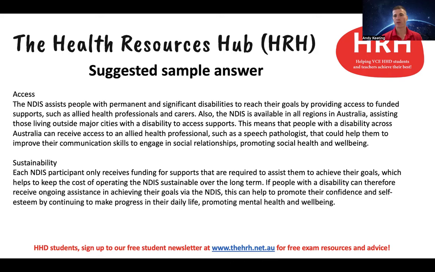Once again, there's a few different ways you could respond to this particular question, but here's a couple of suggested sample answers, and you'll see these are broken into access and sustainability. First of all, an example of the NDIS link to access. It assists people with permanent significant disabilities to reach their goals by providing access to funded support, such as allied health professionals and carers. Also, it's available in all regions in Australia, so that helps people living outside major cities with a disability to access supports. And that means that people with disabilities across Australia can receive access to people like allied health professionals, like a speech pathologist, and that could help them to improve their communication skills, engage in social relationships, and promote social health and well-being.